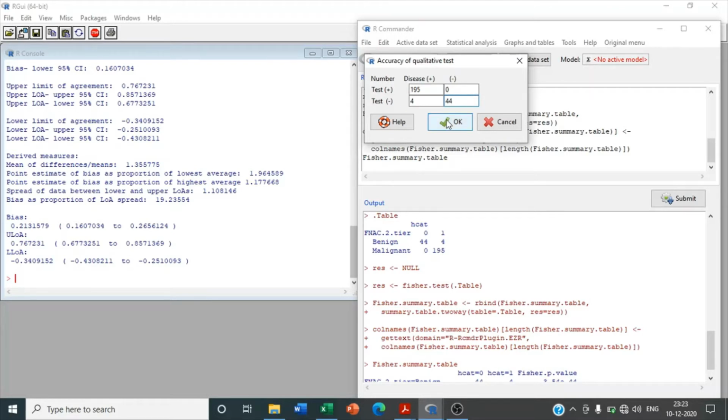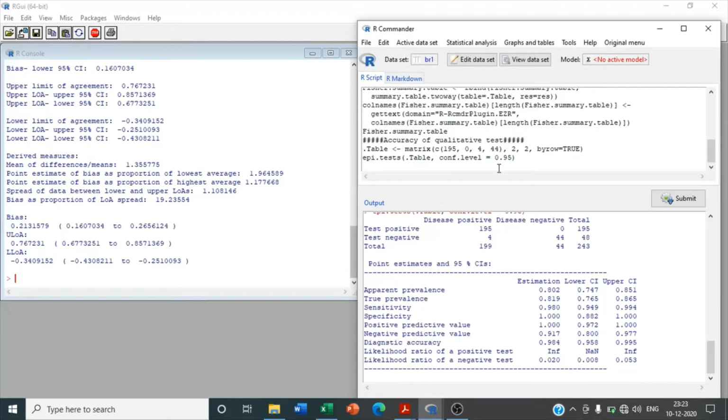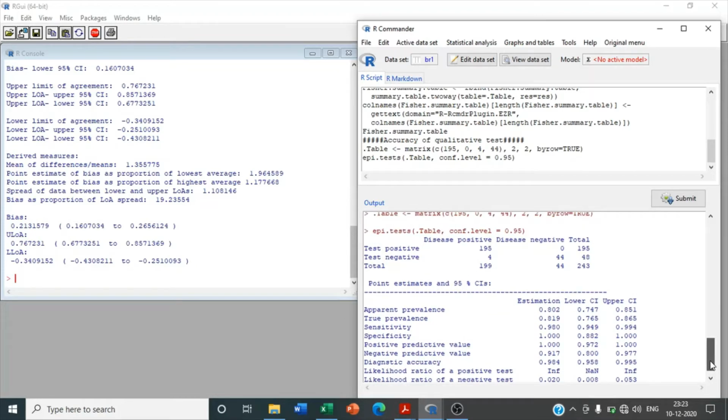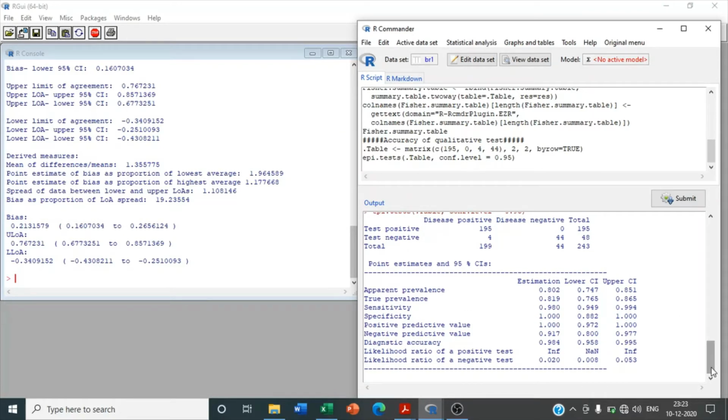Just fill in the cells like this, press OK, and here we get the point estimates with the 95% confidence intervals. We confirm the table over here. What we are specifically interested in are the sensitivity, specificity, positive predictive value, and negative predictive value, of which the sensitivity and specificity are prevalence independent parameters, and that's why they are the most important.